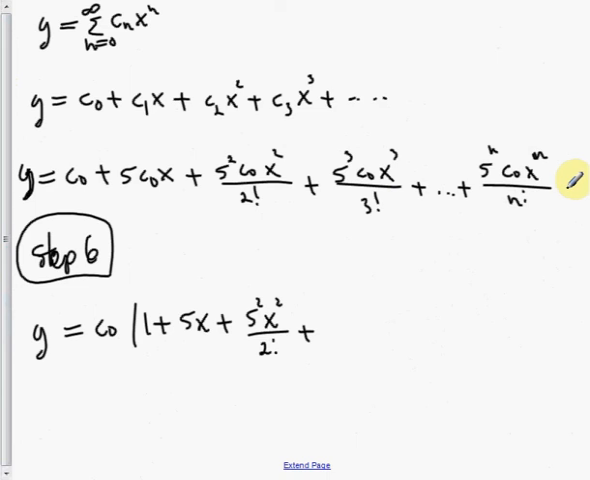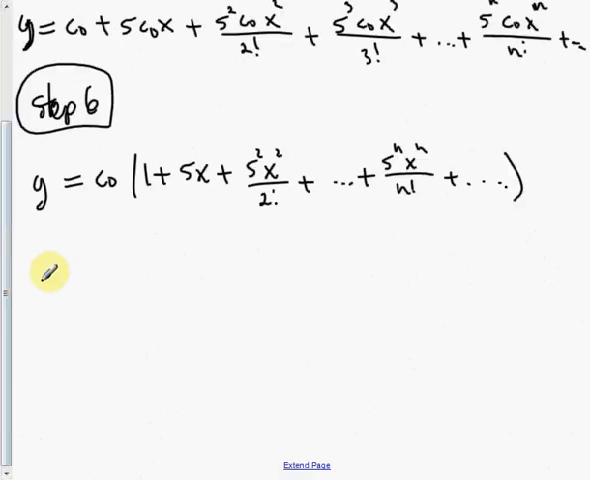Oh, this is not finished. This is plus and so on, right? Sorry about that. Plus and so on, plus 5 to the n times x to the n all over n factorial, plus and so on. Keeps on traveling. So I can write this now as a summation. Y is equal to c naught times the summation as n goes from 0 to infinity. That's the pattern. 5 to the n times x to the n all over n factorial.